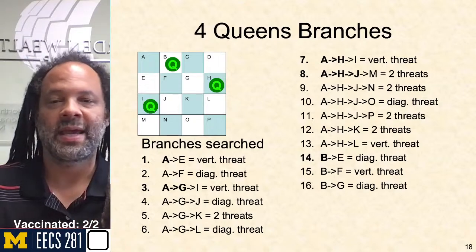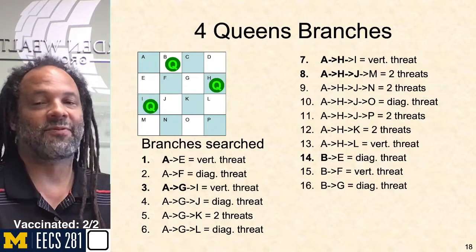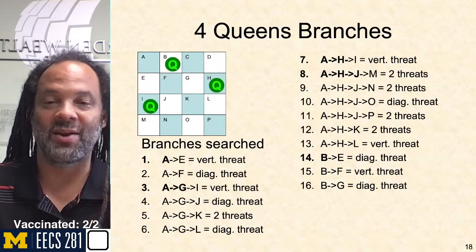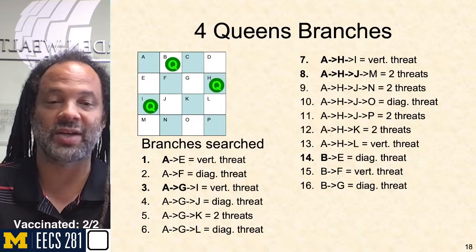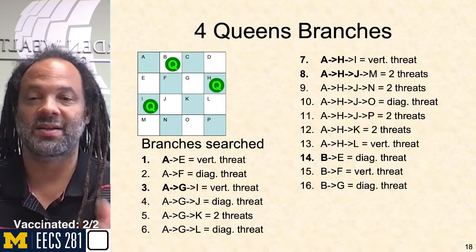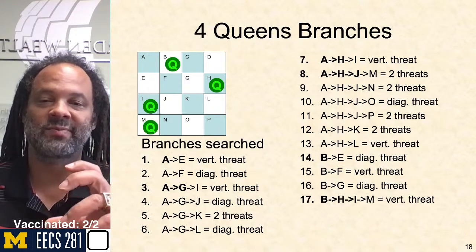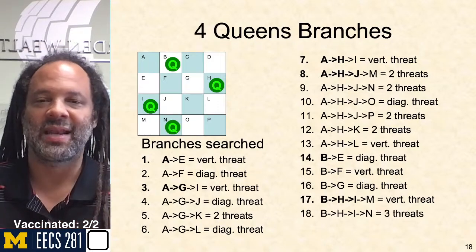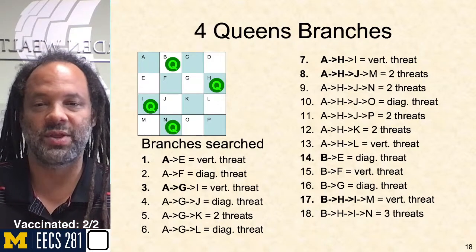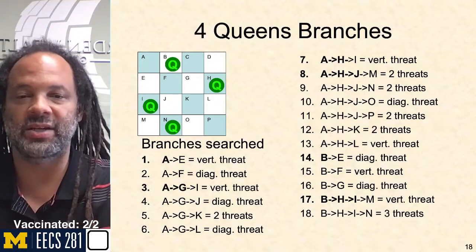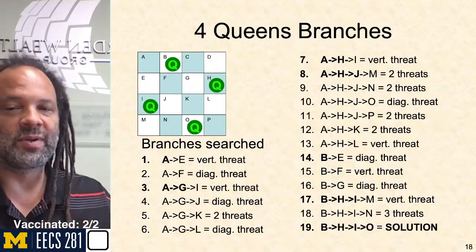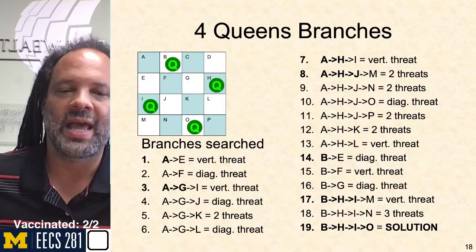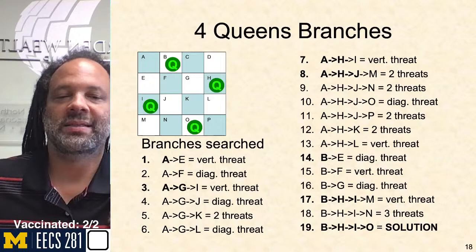I place something in that 1st column now. Since that 1st queen is not on the 1st column, this is actually a doable thing. I've got no threats on I, so BHI is a good start. BHIM, however, gives me vertical threat. I'm gonna backtrack and change that to BHIN. Now I see this one is really busy. There's 3 threats on this. All 3 of those queens can hit BHIN. So I'll move to BHIO. And this gives me my first solution after investigating my 19th branch.